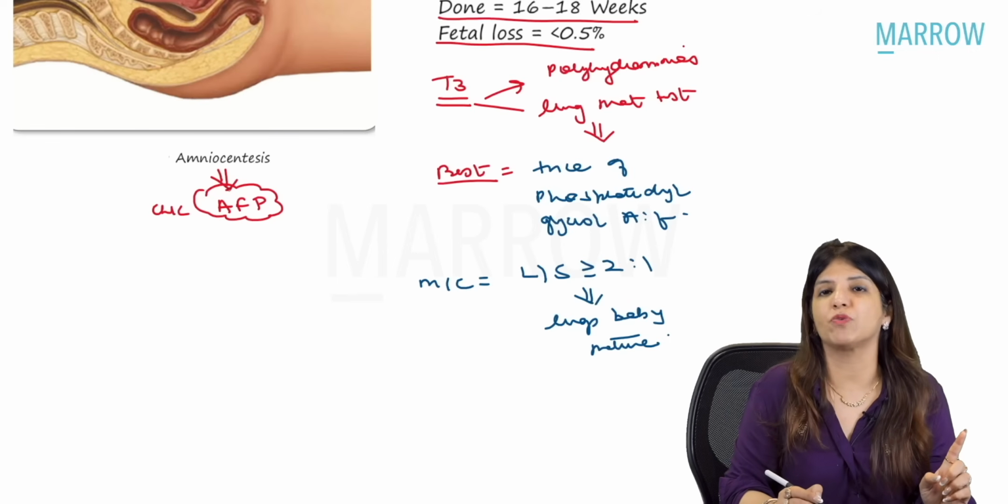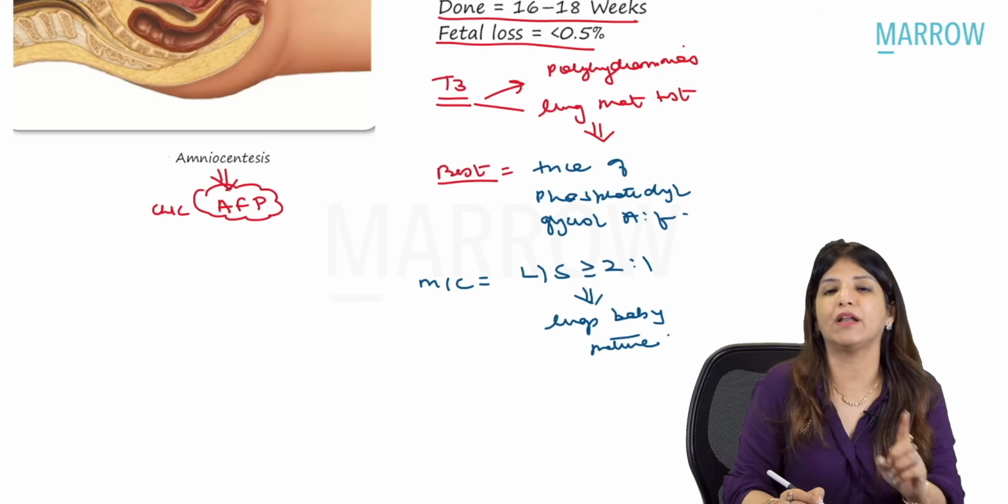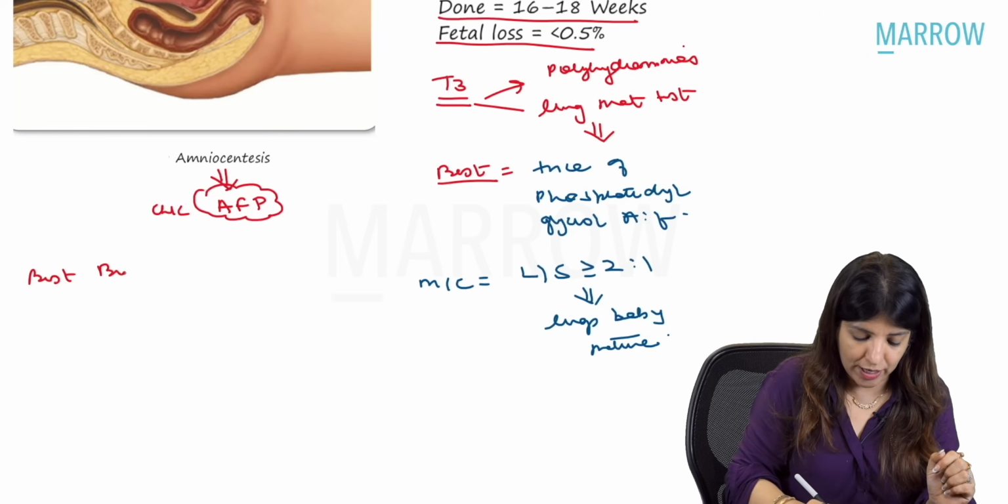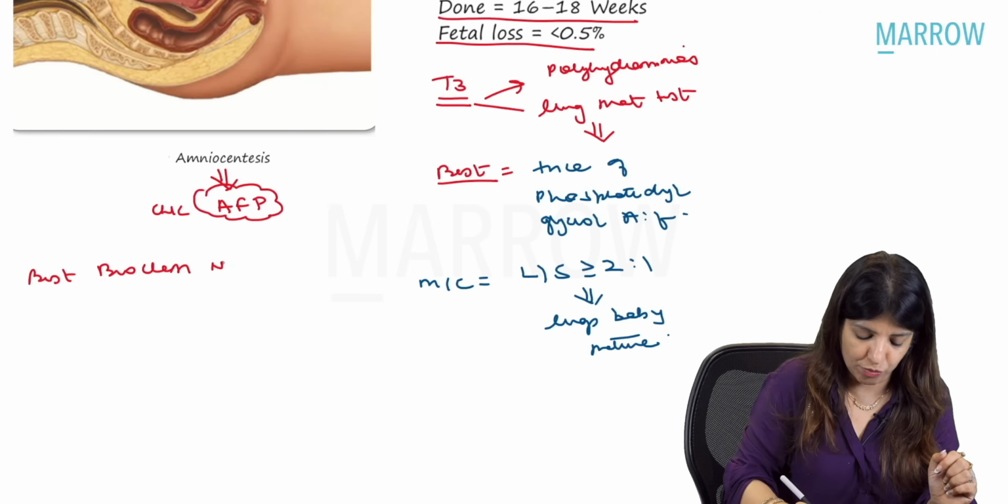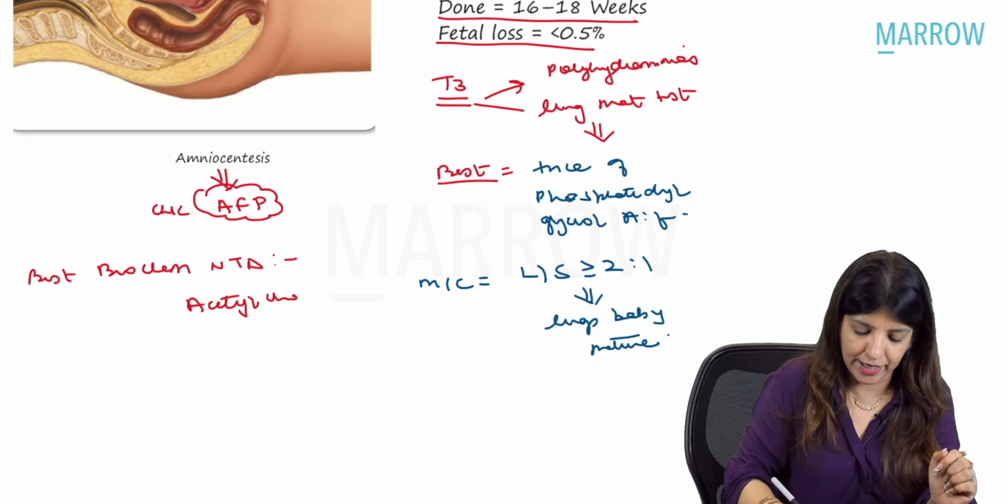Next very important question which they can ask you is that what is the best biochemical marker for neural tube defect? The best biochemical marker for neural tube defect is not alpha fetoprotein, it is acetylcholinesterase.